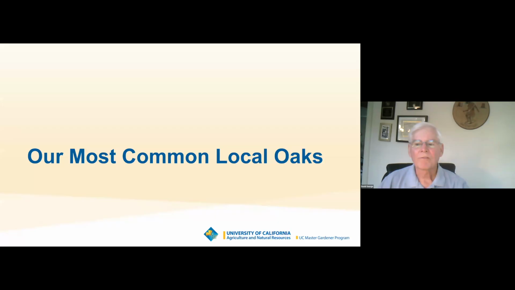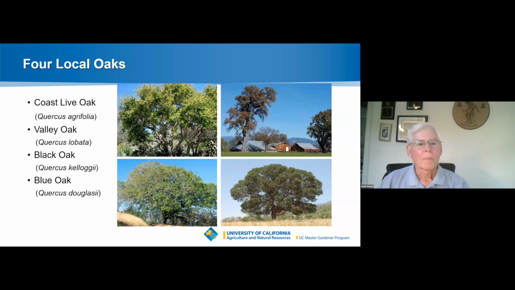Okay, let's take a look now at our 4 most common native oaks in Contra Costa County. The 4 local oaks that I wanted to focus on here are the coast live oak, or Quercus agrifolia, the valley oak, or Quercus lobata, the black oak, Quercus kelloggii, and the blue oak, Quercus douglasii. Quercus is an ancient Latin Celtic term, actually, meaning fine tree. Quer equals fine and ques equals tree.